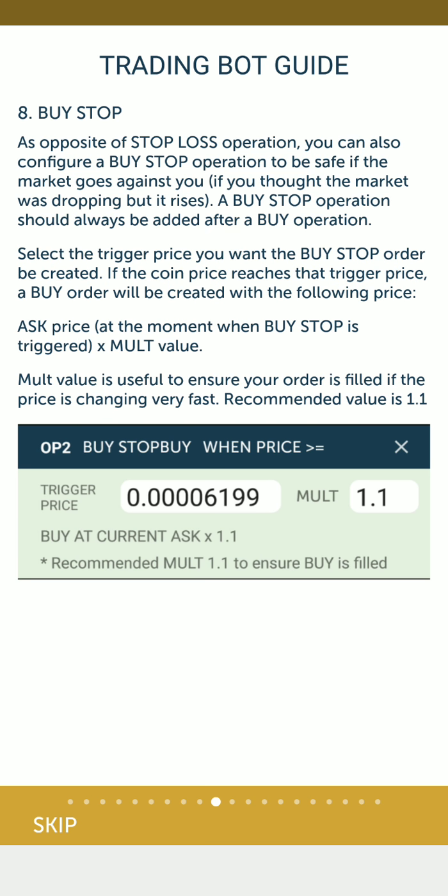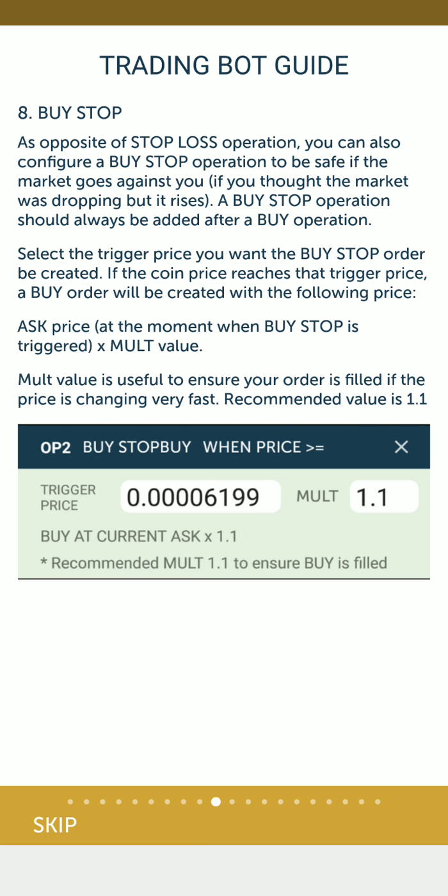Here this goes into the buy stop. As opposed to a stop loss operation, you can also configure a buy stop operation to be safe if the market goes against you. If you thought the market was dropping but it rises, a buy stop operation should always be added after a buy operation. Select the trigger price you want the buy stop order to be created. If the coin price reaches the trigger price, a buy order will be created with the following price: ask price at the moment when buy stop is triggered, plus the multiplier.